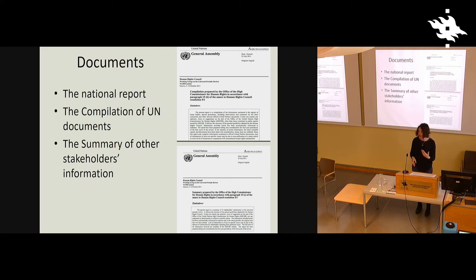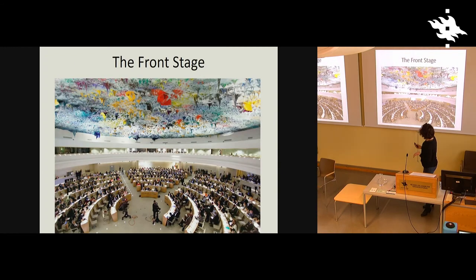As I already mentioned, only states can participate in the public half-day review and speak during this interactive dialogue. So the public reviews, which take place in this magnificent room here, which I would call the front stage of the mechanism, are only the front stage of a plethora of other activities that take place beyond this room, in the corridors where diplomats negotiate the recommendation they will give to each other, but also, I would argue, in the office of the High Commissioner for Human Rights, where drafters negotiate or take decisions on which information should be placed in the summary of stakeholders.